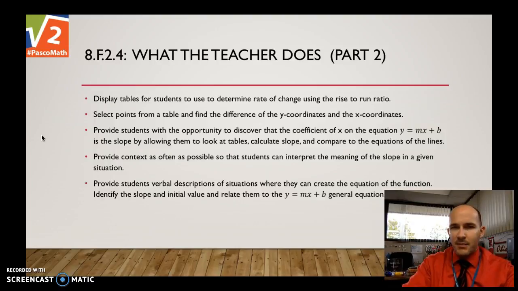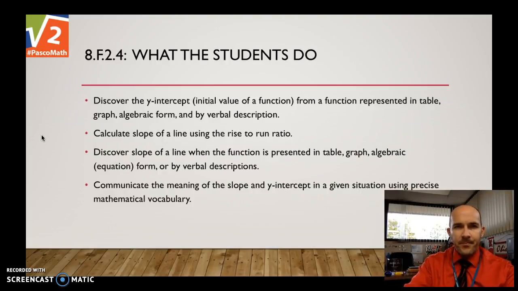Provide context as much as possible so students can interpret the meaning of slope in a given situation, and provide students with verbal descriptions of situations where they can create the equation of the function, and they need to be able to identify that initial value and relate them to the y equals mx plus b, that general equation. So students should be discovering the y-intercept, that initial value of the function, from a table, graph, algebraic, and verbal description. They need to be able to do all.